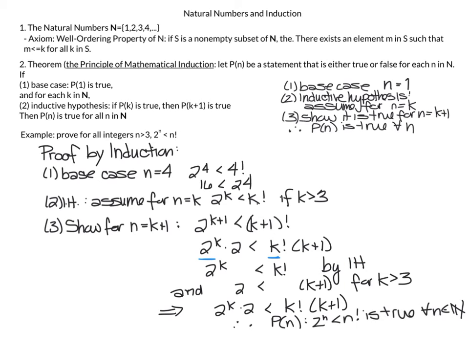And since 2 is less than k plus 1 for k greater than 3, the product of these two will still be less than the product of these two because of the way this less than works. And I can make my final conclusion that Pn, which is 2 to the n is less than n factorial, is true for all n in the natural numbers.